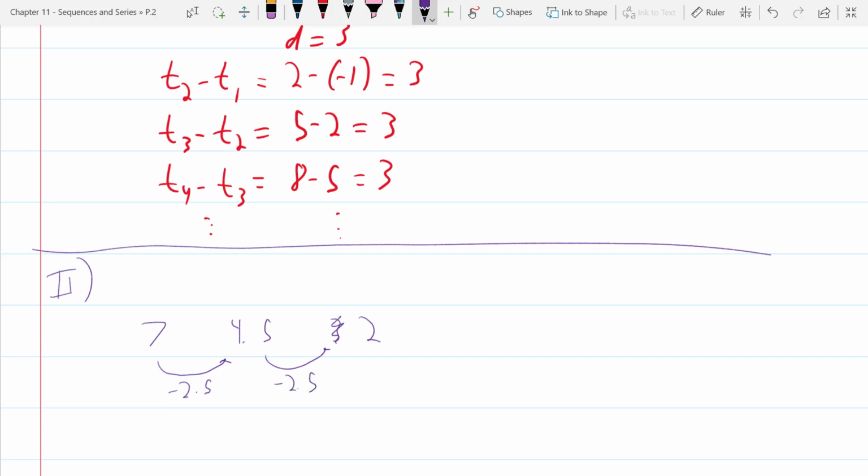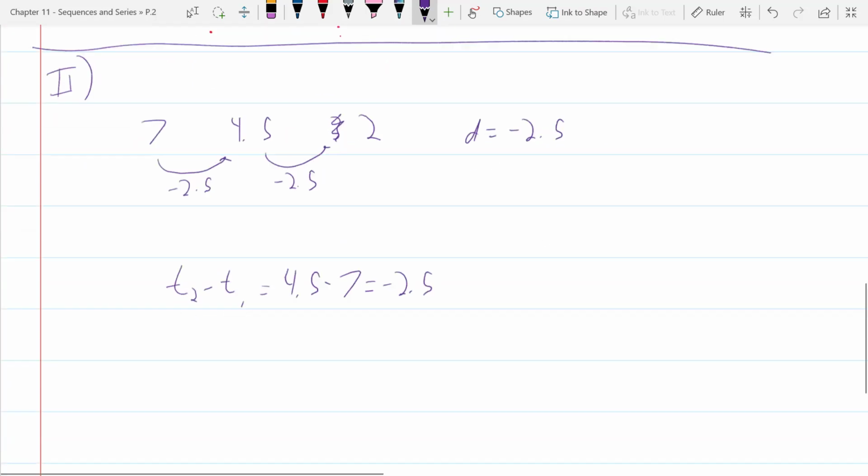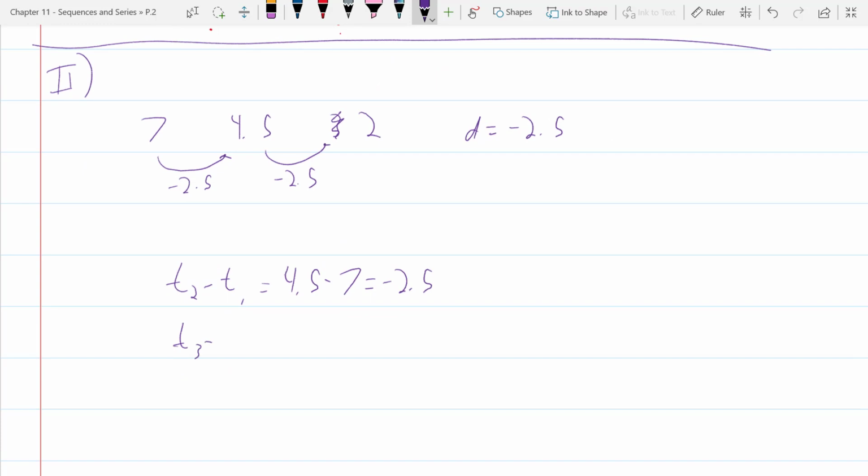So minus 2.5, minus 2.5, and now we're okay. This is arithmetic, with a common difference equal to negative 2.5. Again, you can get that common difference by doing t sub 2 minus t sub 1, which is 4.5 minus 7, which is negative 2.5. You can also do t sub 3 minus t sub 2, which is 2 minus 4.5, which is also negative 2.5. So any of those are going to do this.